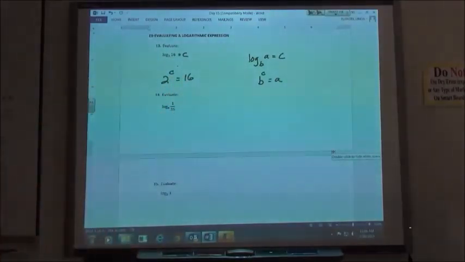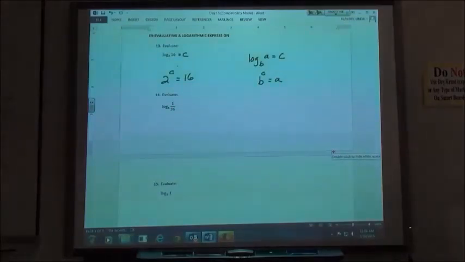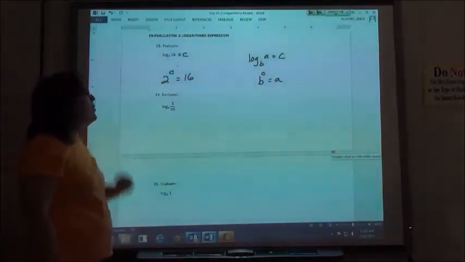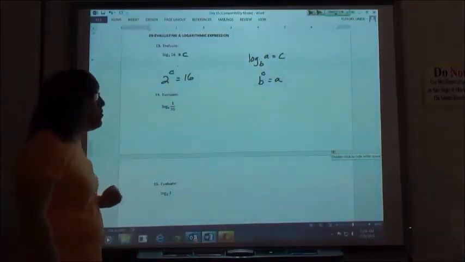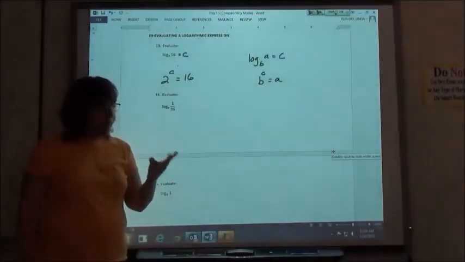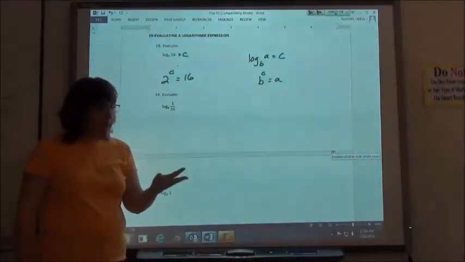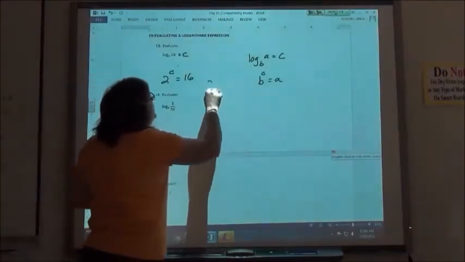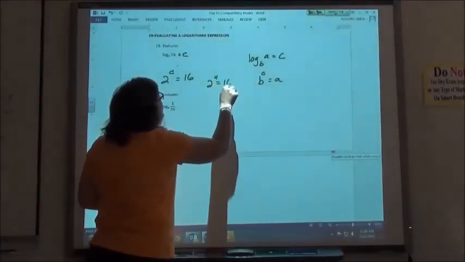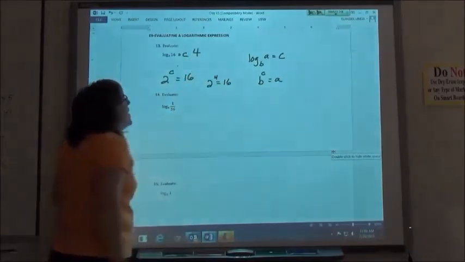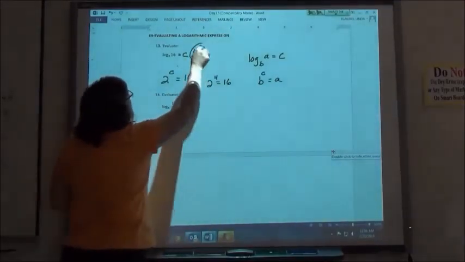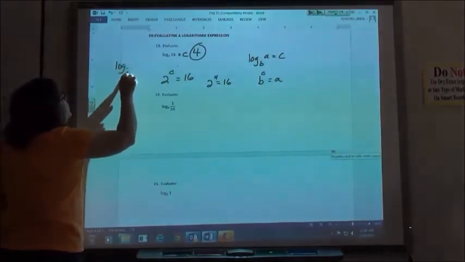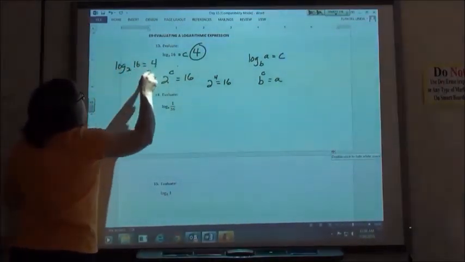And it doesn't really matter what variable you put over there. You could put an x there. But now you just have to use your brain and figure out, well, what 2 to what power is 16? Well, 2 times 2 is 4. 4 times 2 is 8. 8 times 2 is 16. 4 of them. So since 2 to the 4th power equals 16, my answer here would have to be 4. The log base 2 of 16 is equal to 4.